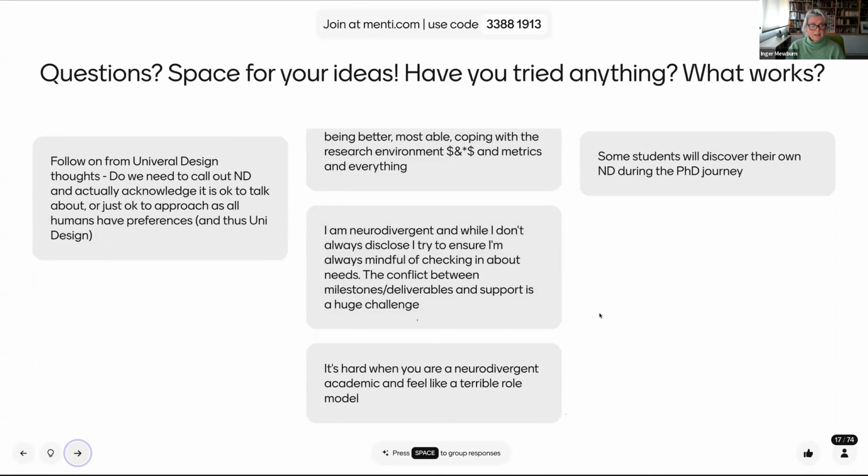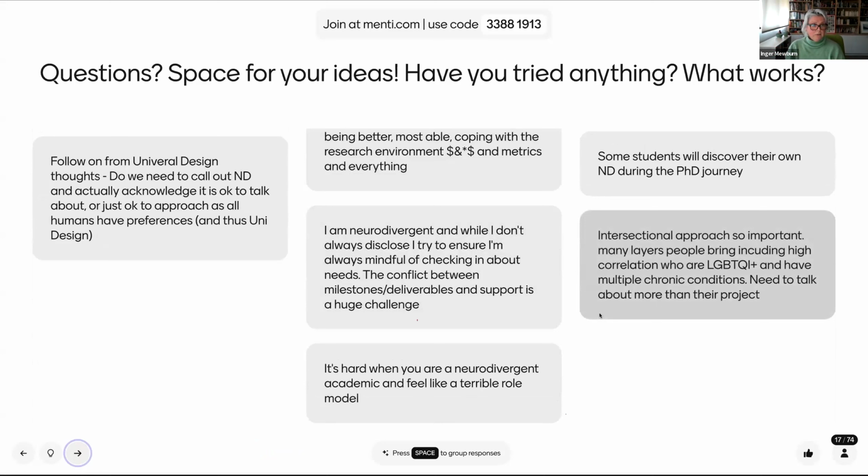There's so many interesting comments here. To follow on from universal design thoughts, do we need to call out neurodivergent and actually talk about it, or is it just okay to approach it as humans have preferences? I think both. I don't know about you, Charlotte, but I think there's value in actually just naming what's going on. People feel a sense of relief when they disclose to me. I run this thesis bootcamp program at ANU. It's insanely popular. One of the reasons is it provides a space to have a consult just about what's going on with you. And I've had hundreds of disclosures in that space where they're like, I don't want to tell my supervisor. Or they say to me, I think my supervisor might have ADHD. And I'm like, well, why do you think that? Well, we decided we were going to do X, Y, Z.